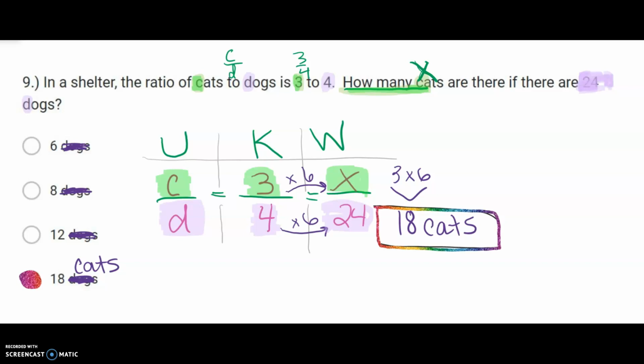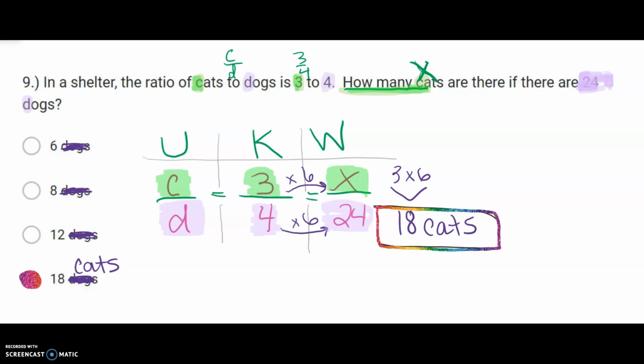So now let's go ahead and figure out, how do I get from 4 to 24? Well, 4 to 24 is times 6. 4 times 6 is 24. So then I follow the same pattern on my numerators, which is 3 times 6. And then off to the side, I showed you that 3 times 6 equals 18 cats. So our answer on number 9 is 18 cats. So for every 24 dogs, there are 18 cats.